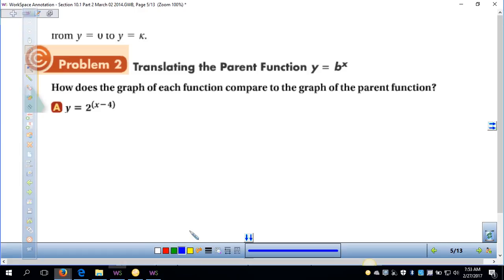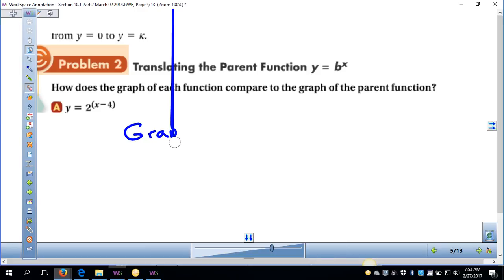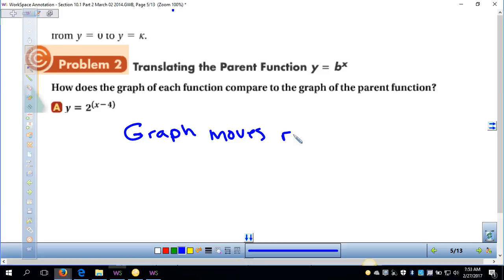So now, translating the parent function b to the x, so I'm taking 2 to the x and I am moving it like this. Based on what we know from translations in the past, how does that one move? Right, 4. So I want you to be able to look at these equations and describe the transformation. So if there's a reflection, you should say so. If there's a stretch factor, you should say so. Left, right, or up or down.